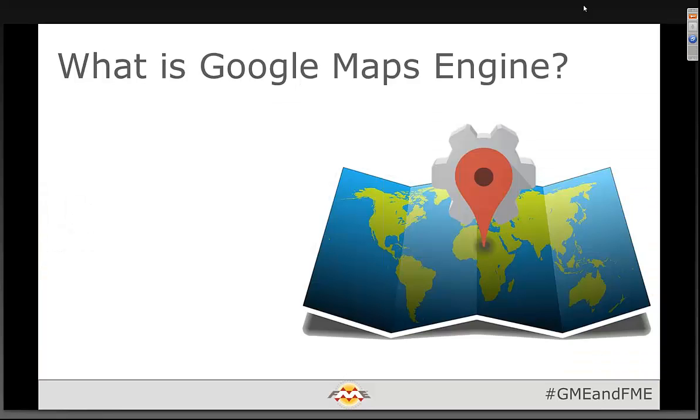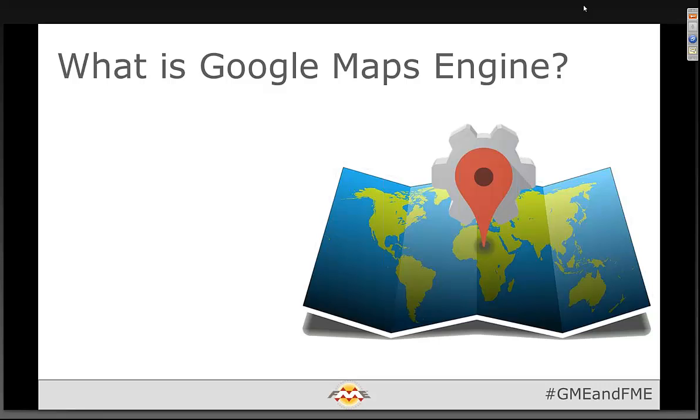All right. So what is Google Maps Engine? Tell us. So this is an exciting new platform from Google. It's a cloud platform that allows you to store your spatial data in the Google Cloud, as well as to create styled layers and maps from your data that you can either share internally or share publicly. So it's a really great way to get your information up in the cloud and accessible to other users.